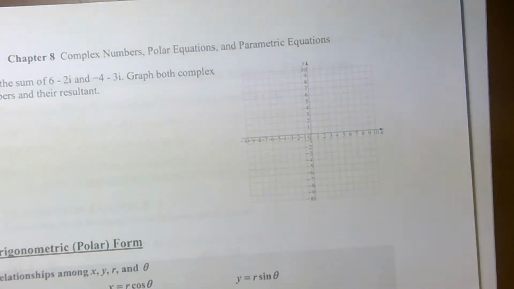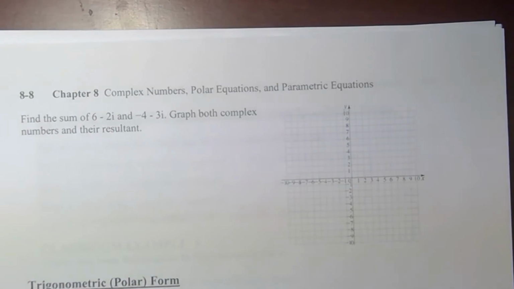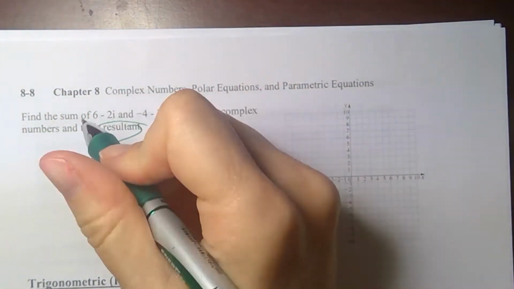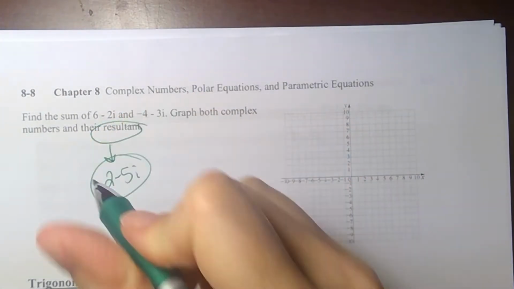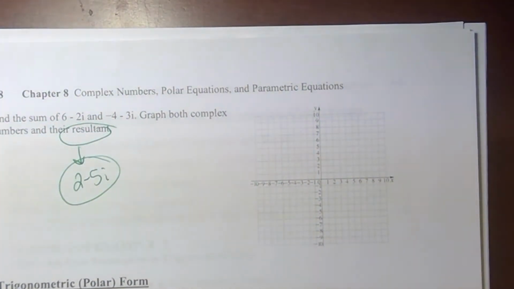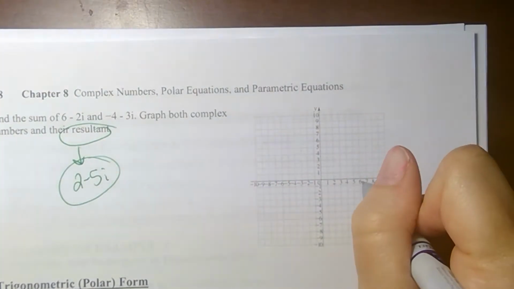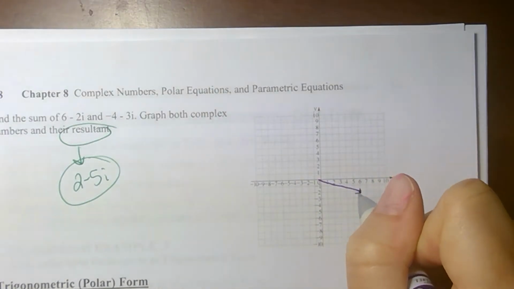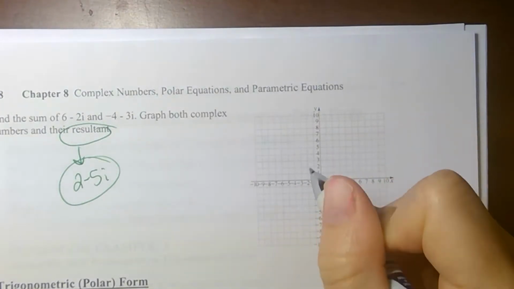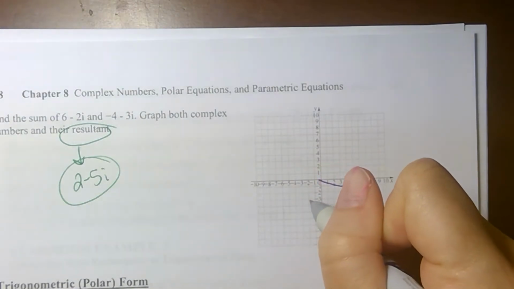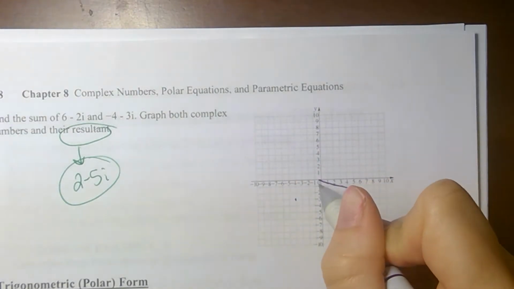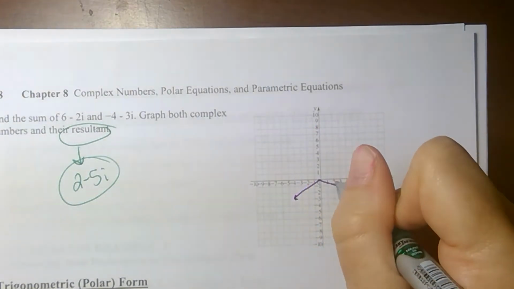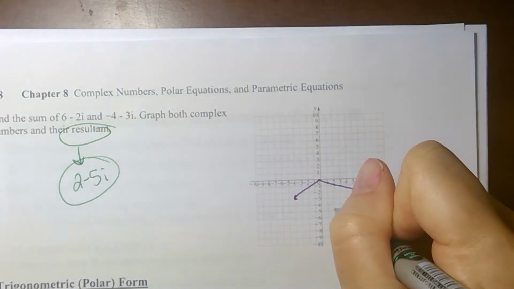Go ahead and find the resultant and graph both the complex numbers and the resultant. In this case, the resultant, or the sum, is 2 minus 5i, and it falls between our two complex numbers. 6 minus 2i is that first vector. Negative 4 minus 3i is where that second vector ends, and their resultant, or sum, was 2 minus 5i.